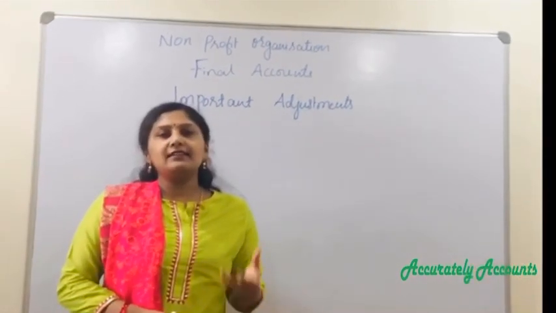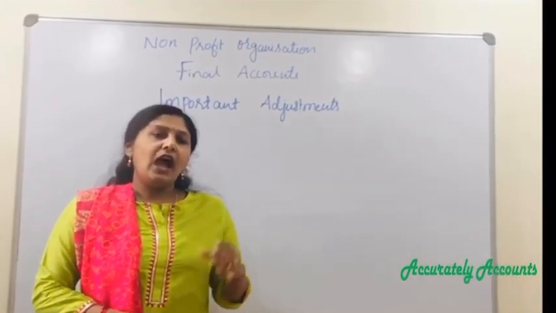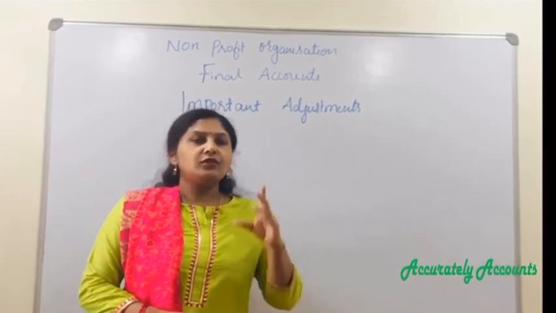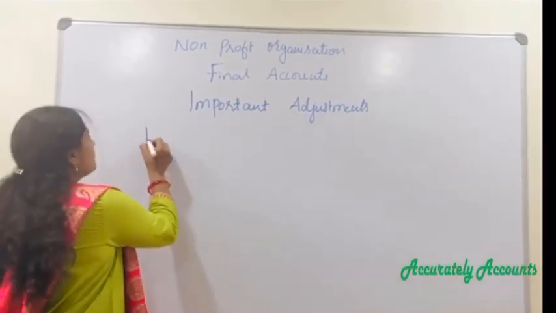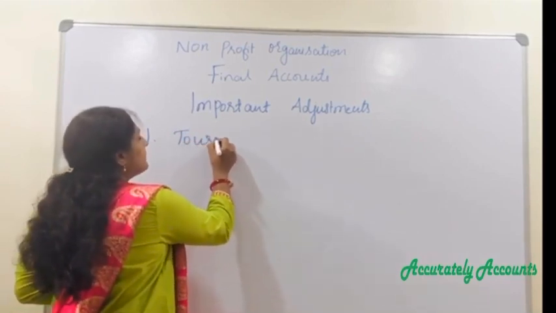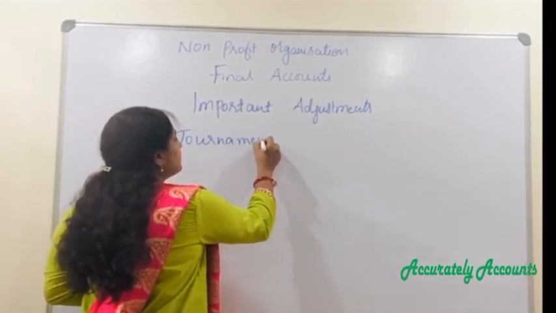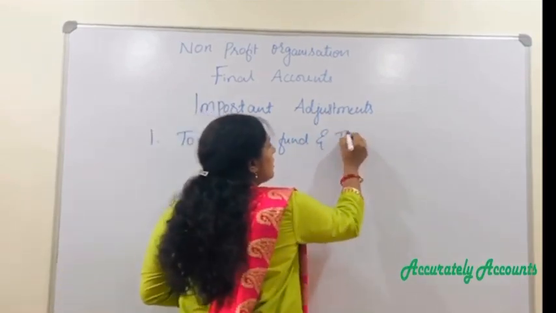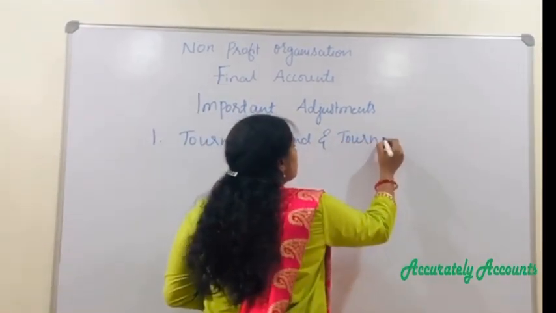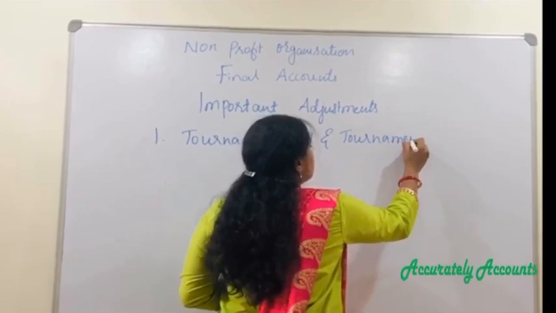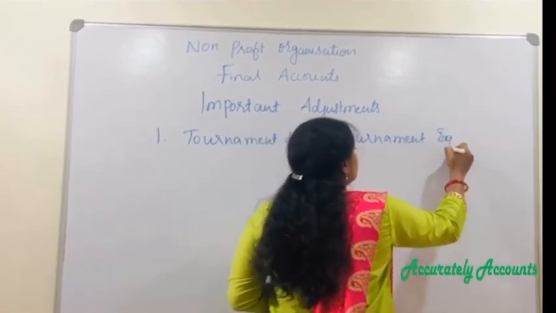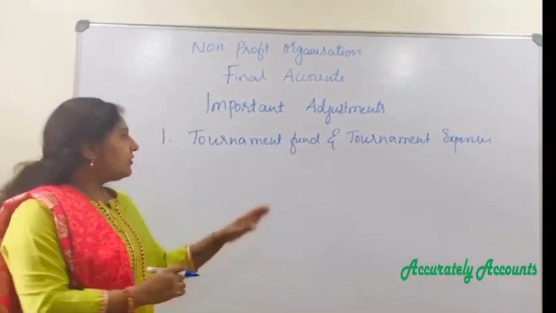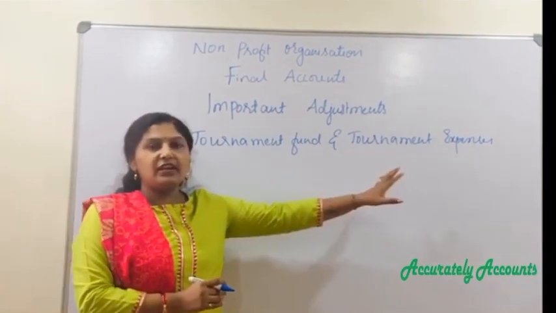After considering these 3 important adjustments, I just wanted to explain you the treatment of certain adjustments. So the first one is tournament fund and tournament expenses. So, how to treat this tournament fund and tournament expenses?